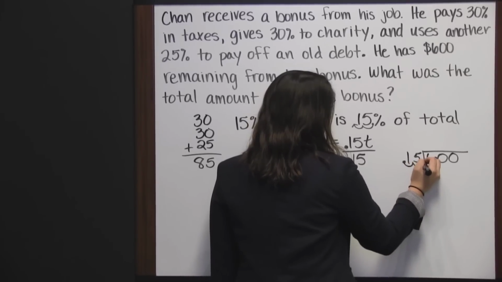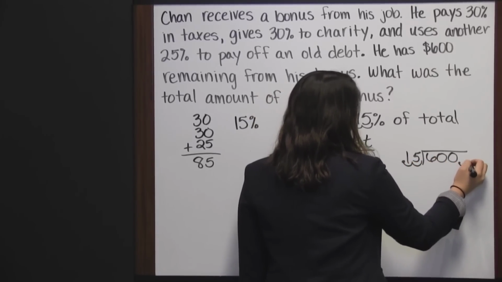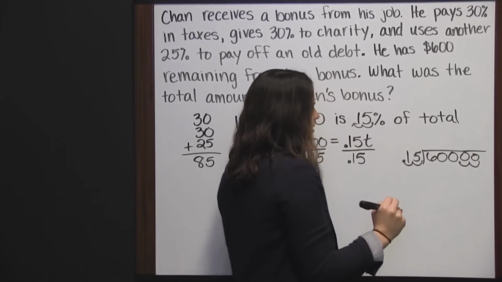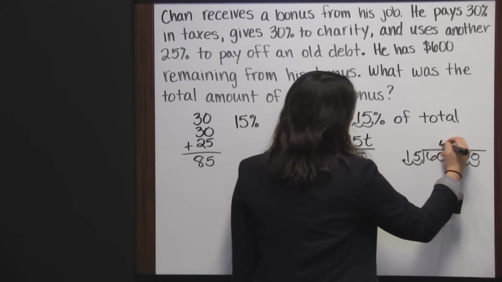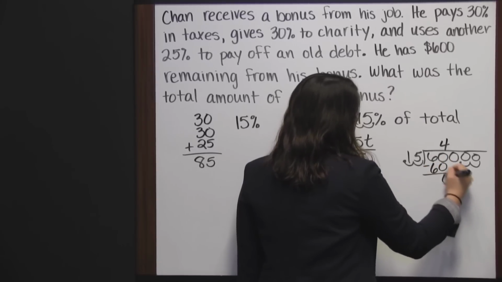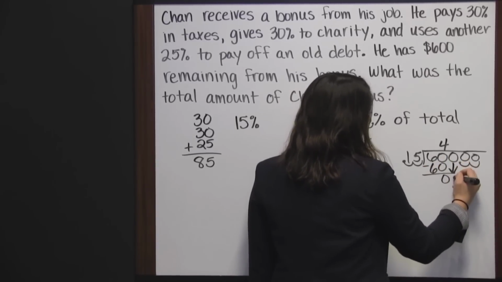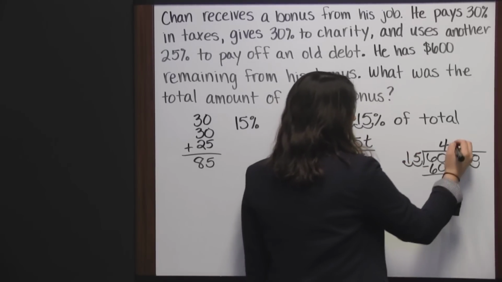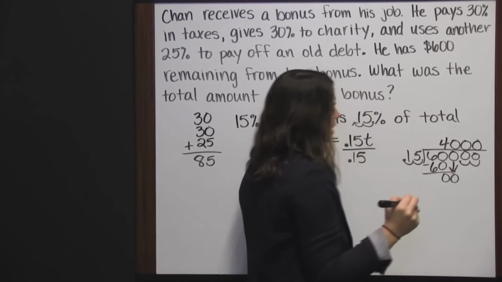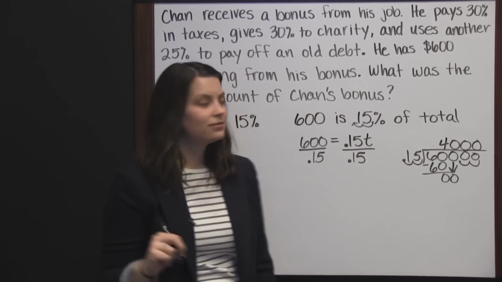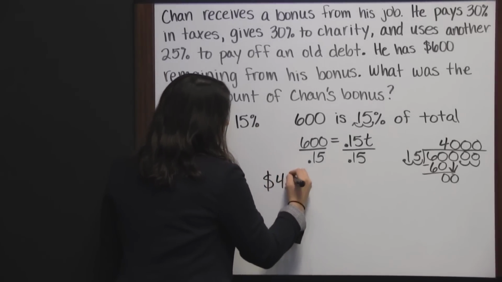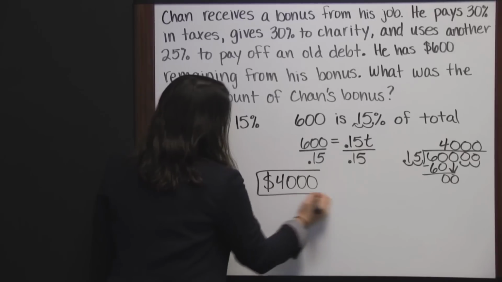We need to move the decimal 2 places to the right, so we do the same to 600, add 2 zeros, and 15 goes into 60 4 times. 15 times 4 is 60. You subtract and get 0. When you bring down 0, 15 goes into 0 0 times, and that's just going to keep happening 2 more times until we get 4,000. So what was the total amount of Chan's bonus? $4,000.